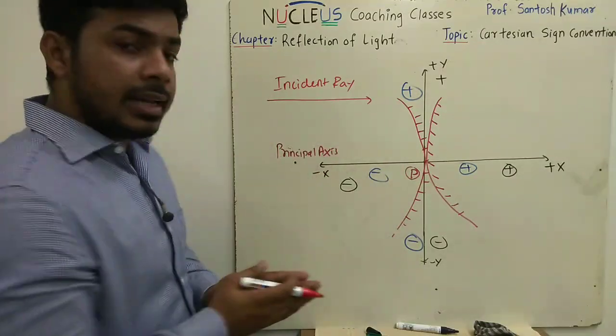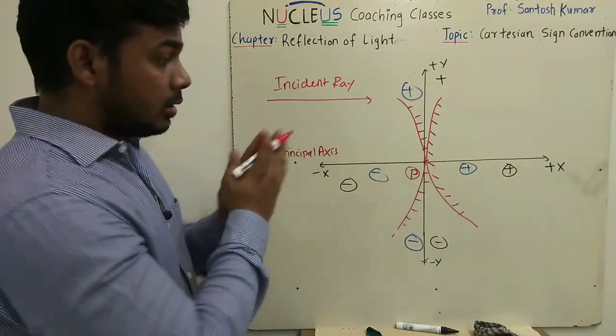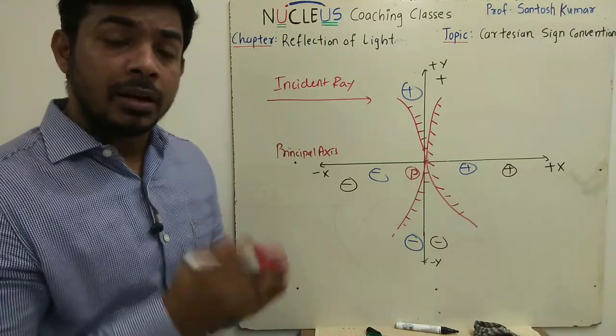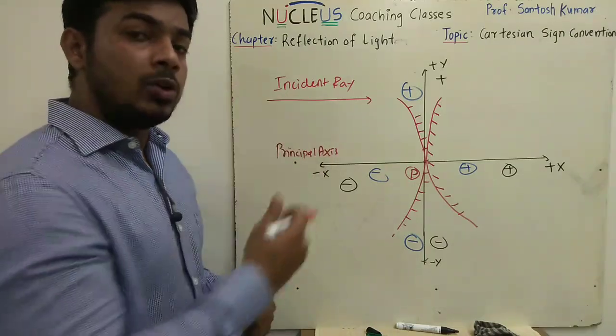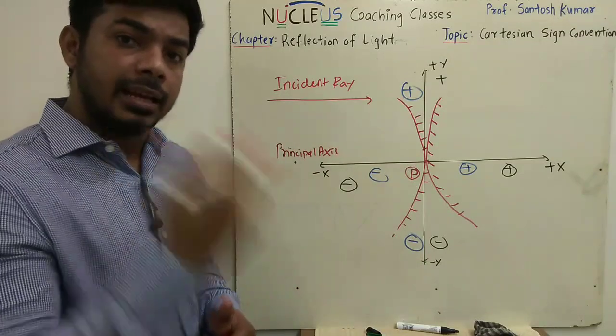Now in the next section I will separately draw the convex and concave mirror on which I can clearly explain the values of focal length, object distance and image distance.